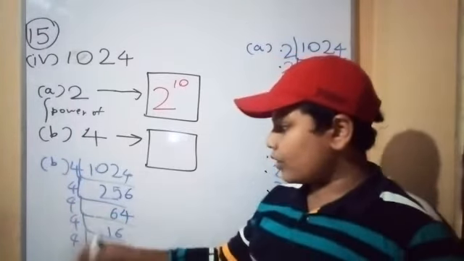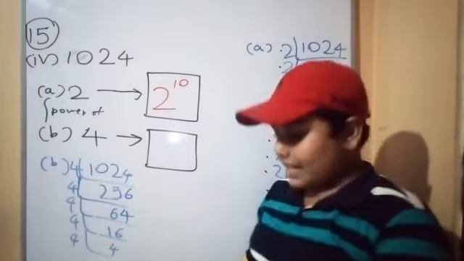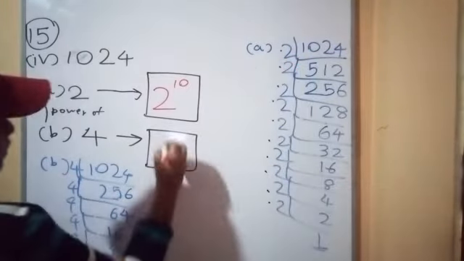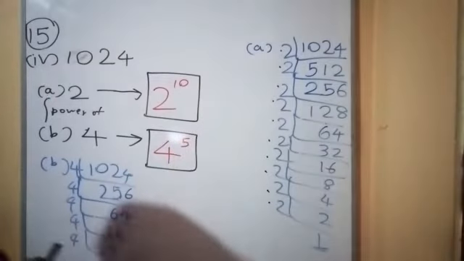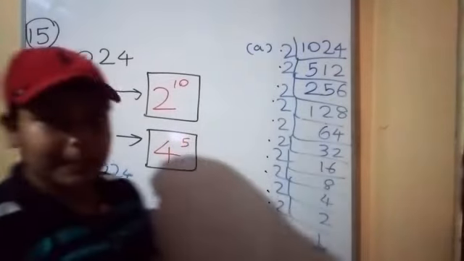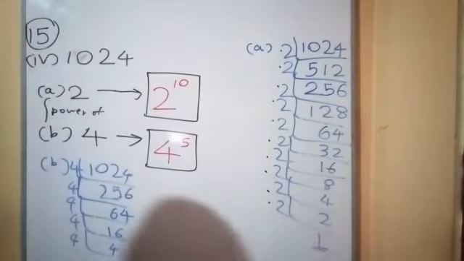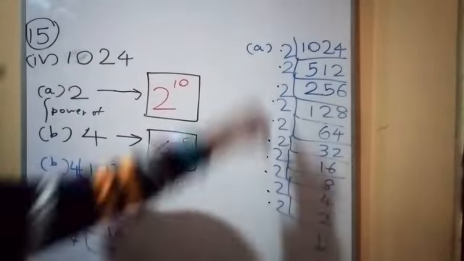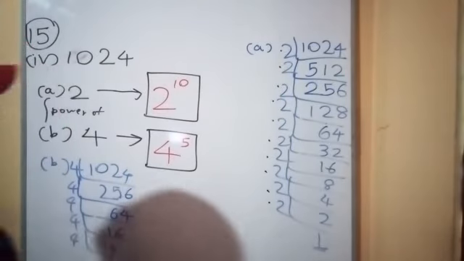1, 2, 3, 4, 5. That means 4 to the power 5. Like that. Long division, right?